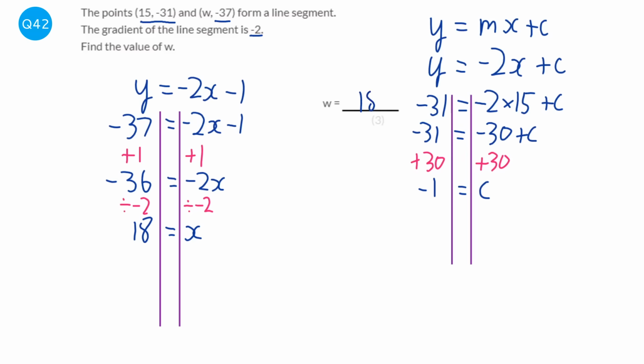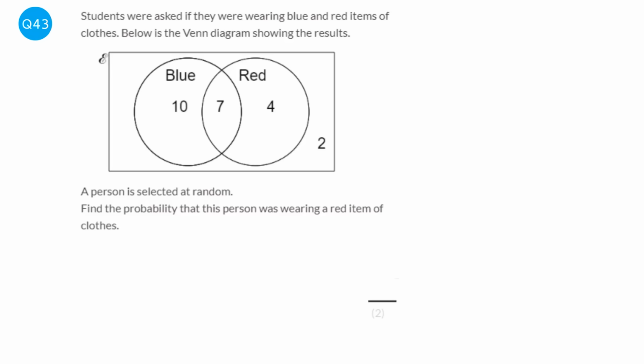So w is 18. To find the probability that this person was wearing a red item, we need to work out the amount of red in total, and the total amount of people.